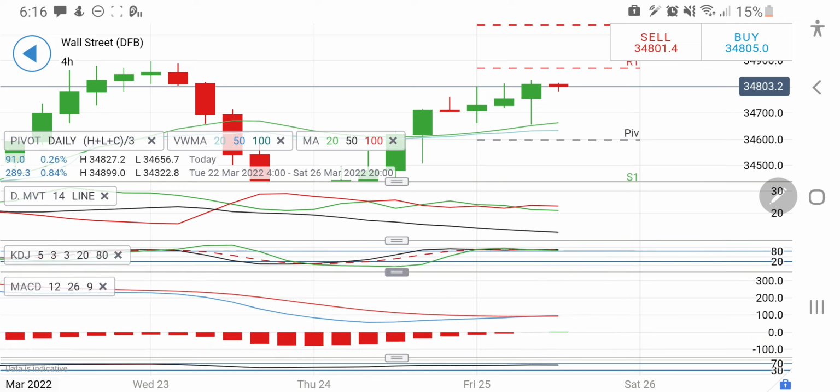MACD lines are crossed over and are trading in green. So it means it is bullish there, but running with very little divergence. So a sharp candle will make MACD divergent again.